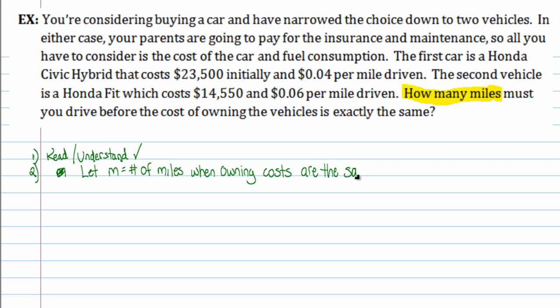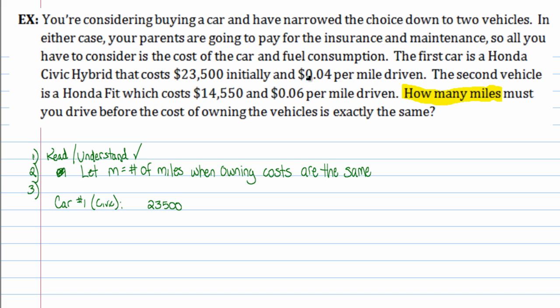And the reason why is I think that it's just important to be very specific with your variables. Okay. The third thing we need to do is write some equations here or expressions, whichever. So I see the first car costs me, so car number 1. And in fact, you could say it's the Civic. For the Civic, we have an expression for how much it costs to own that. It's $23,000. And the wording says, and 4 cents per mile driven.